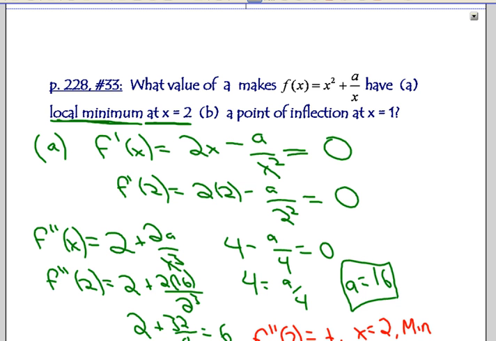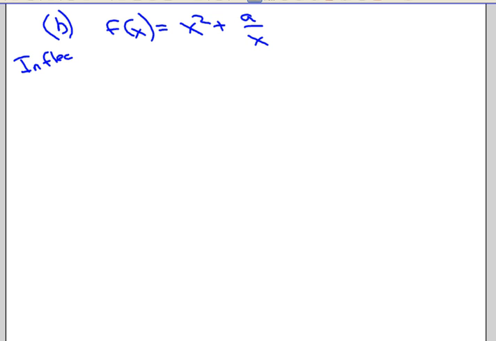So we'll switch to a new page here, remind ourselves what the function was. f of x equals x squared plus a over x. So here's part B. f of x equals x squared plus a over x. And the idea is the same idea. We now want to find an inflection point. So looking for inflection. We want that inflection point when x equals 1 this time.